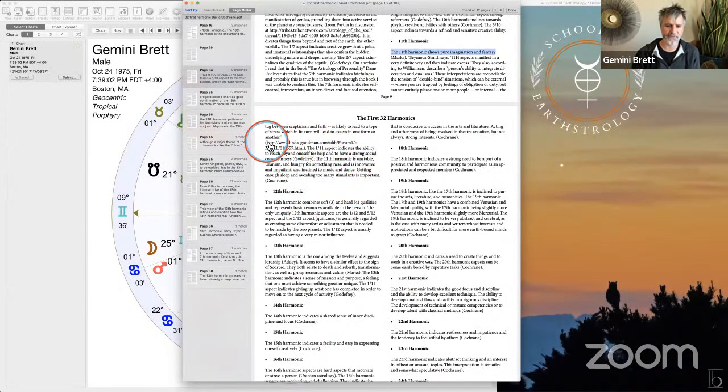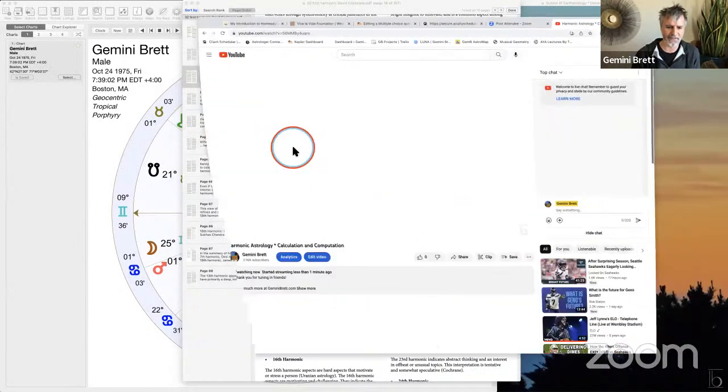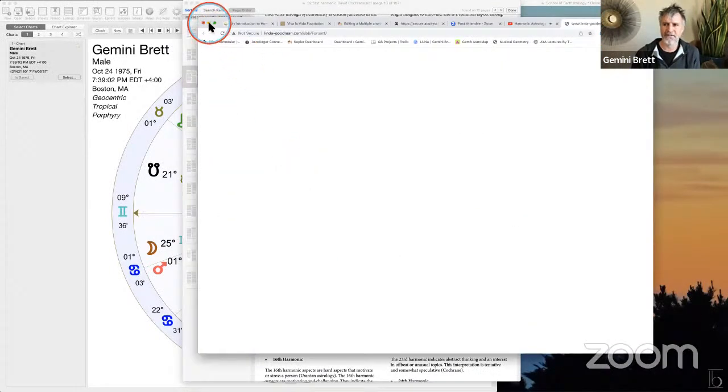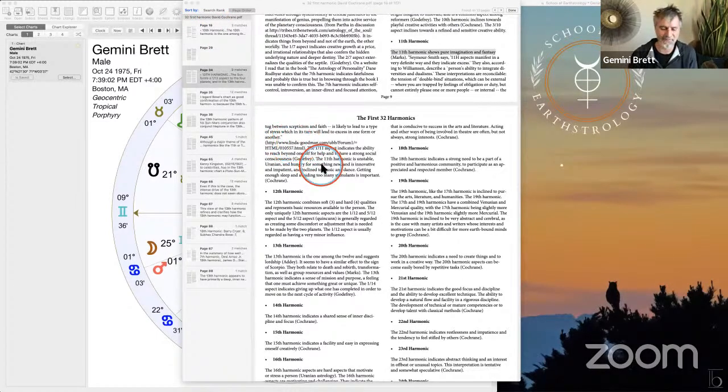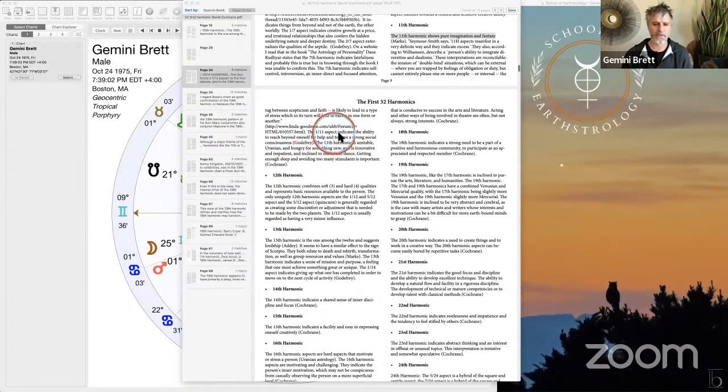Interesting. That's fun. David found that on some forum, a Linda Goodman forum comment post or something. Deep researcher. The 11th aspect indicates the ability to reach beyond oneself for help and to have a strong social consciousness. I don't know how those two transmissions relate.